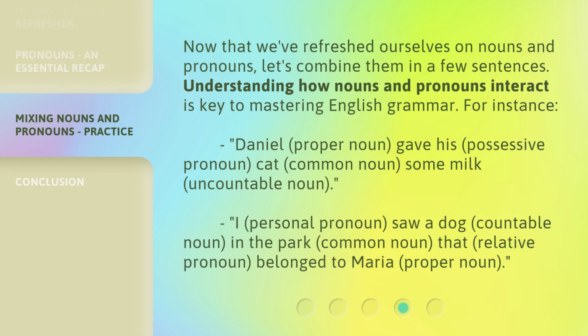Now that we've refreshed ourselves on nouns and pronouns, let's combine them in a few sentences. Understanding how nouns and pronouns interact is key to mastering English grammar. For instance, Daniel, proper noun, gave his, possessive pronoun, cat, common noun, some milk, uncountable noun. I, personal pronoun, saw a dog, countable noun, in the park, common noun. That, relative pronoun, belonged to Maria, proper noun.